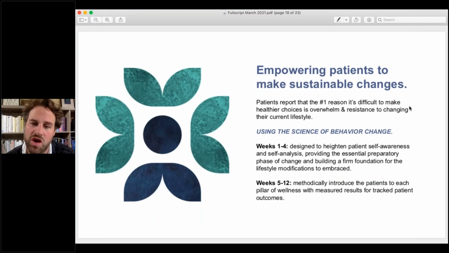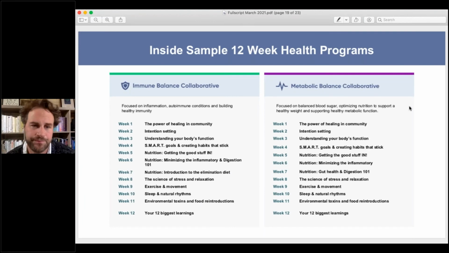We created this 12-week curriculum using the science of behavior change. We came up with a couple of versions here, so you can see the Immune Balance Collaborative and the Metabolic Balance Collaborative. We're really rethinking the entry point into functional medicine, to create safety, to help people do their whole timeline and matrix, to do their SMART goals, and to focus on doing the elimination diets and then supporting it.